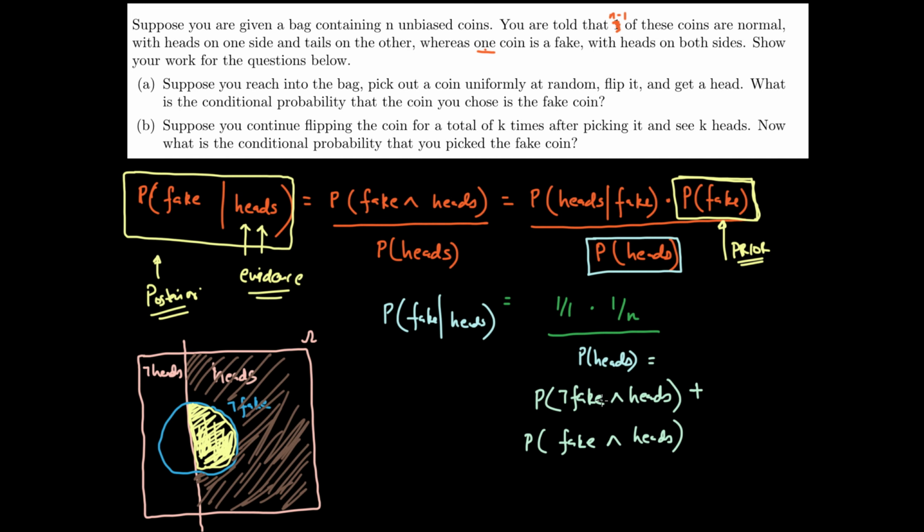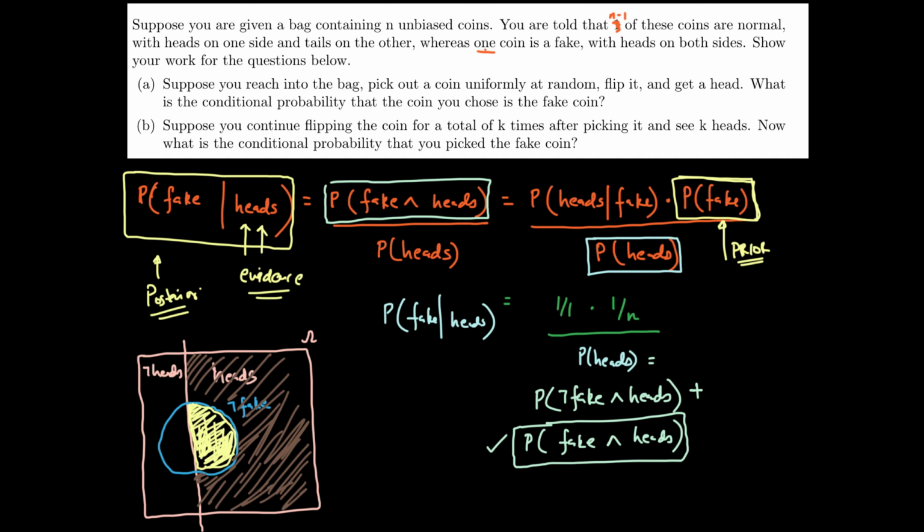If I look at the first component here, probability of not fake and heads, that is something I need to calculate. But at least this piece over here, probability of fake and heads, is this piece over here in the numerator, which is also equal to this piece over here. This is something that I already have the data for, which is 1 times 1 over n.